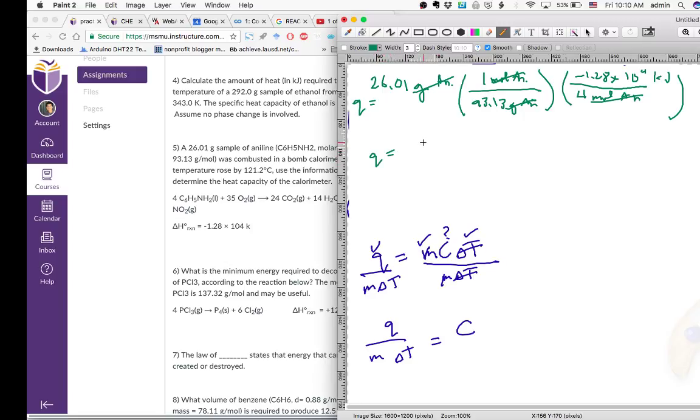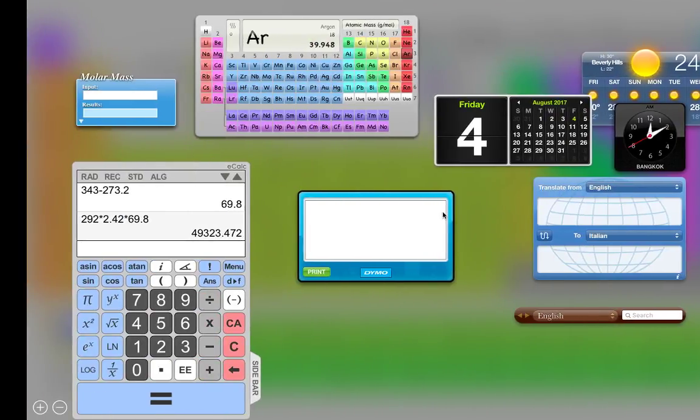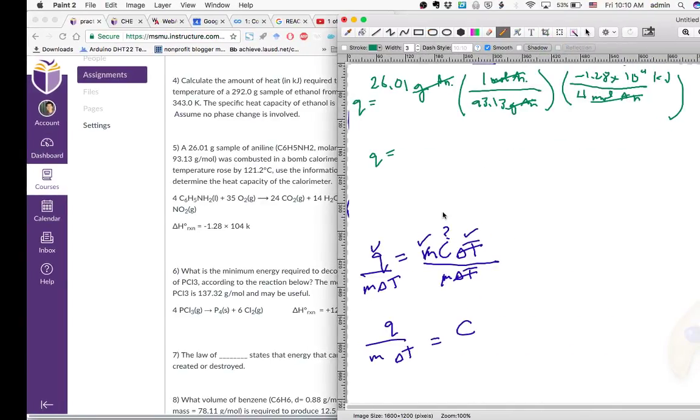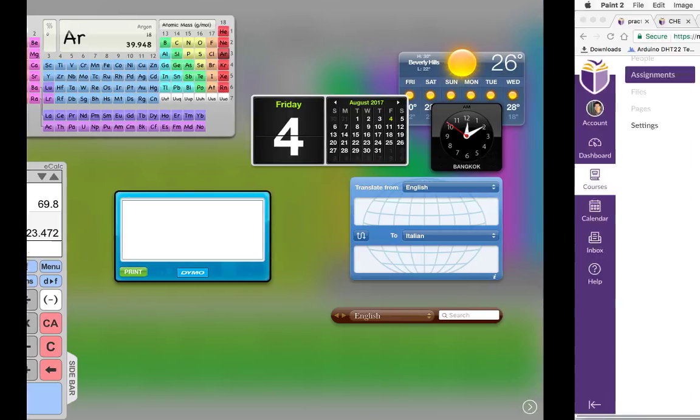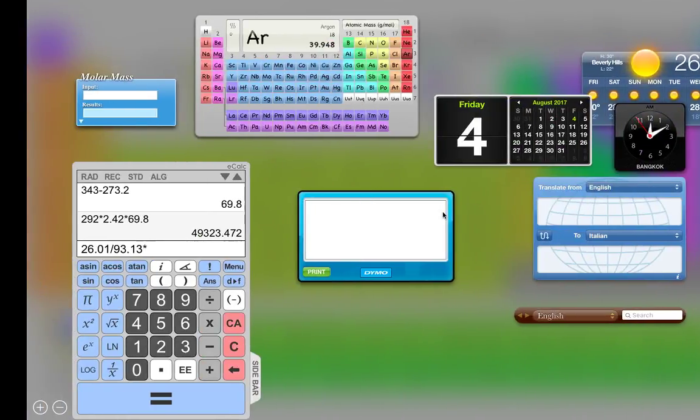So this Q is going to be 26.01 divided by 93.13 times negative 1.28 times 10 to the fourth. I can't remember all that. 26.01 divided by, what was it again? 93.13 times, what was it again? Negative 1.28 times 10 to the fourth. So that's negative 3575 kilojoules.